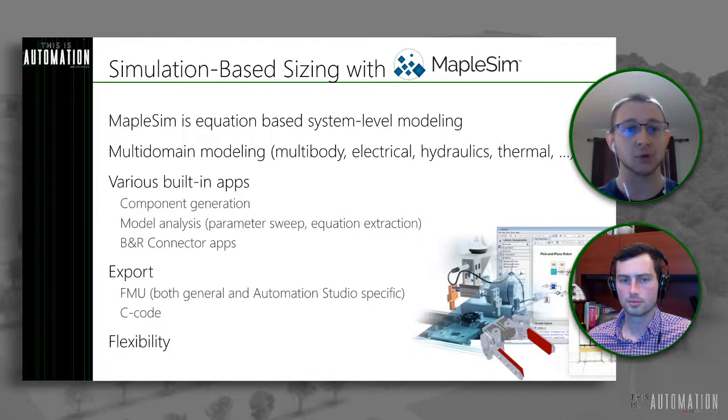Again, built-in apps. We saw a couple today, those B&R connector apps, the ones that generate the ServoSoft data. There is also one that will generate an FMU for Automation Studio, model analysis, component generation, exporting. So again, FMU, whether it's Automation Studio or just something more general, to go to any software. You can also generate the C code for your model, which allows you to bring it anywhere.